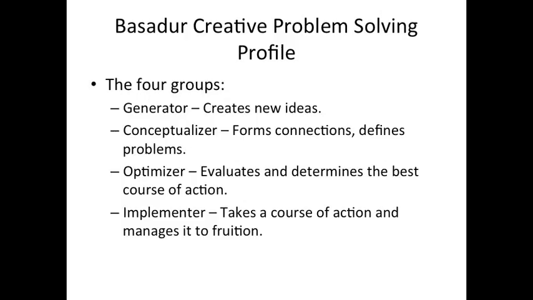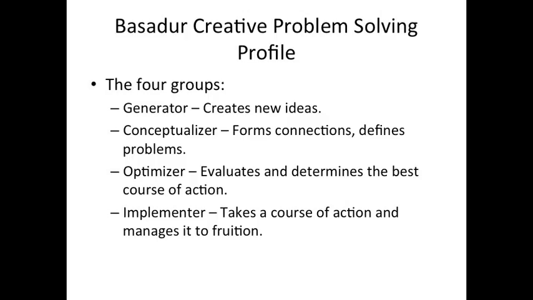Now, with any good problem, it takes different types, different styles of thinking in order to effectively solve a problem. So we have these 4 groups. First, we have the generator. This is the person who comes up with new and brilliant ideas, who comes up with stuff out of the blue almost. And then there's the conceptualizer. The next step is to form connections. In other words, start defining the problem, start looking at the situation, start seeing what needs to happen in general.